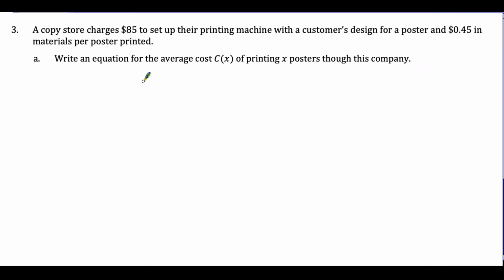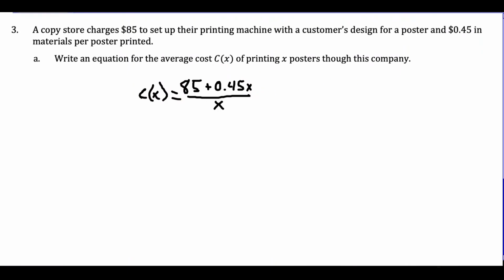So, first, let's think about the total cost. So my total cost would be that $85 that it costs just for them to set the machine up, and then plus 45 cents per poster. So if this is per poster, I'm going to multiply that by the number of posters that I'm getting. So that is my total cost. To get the average cost then, I'm just going to divide the total cost by the number of posters. So this would be my equation to represent the average cost per poster.